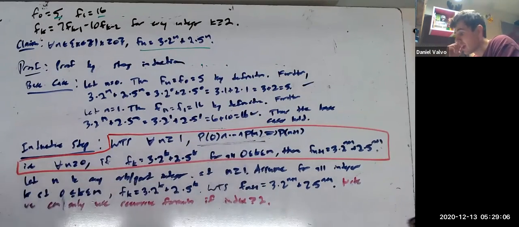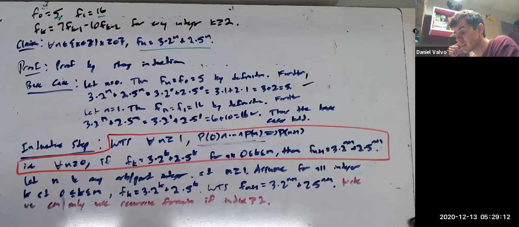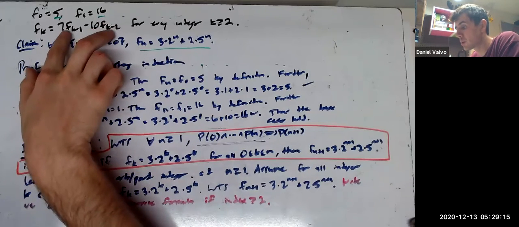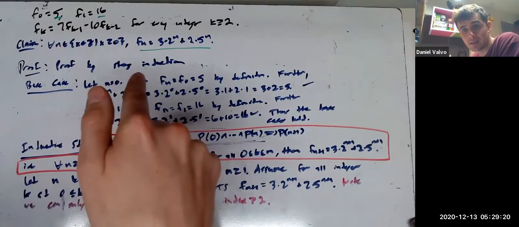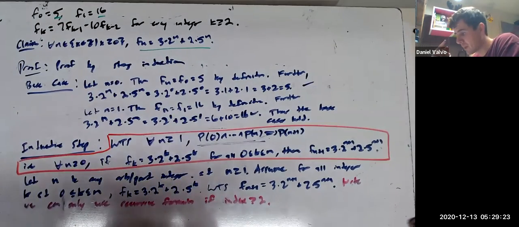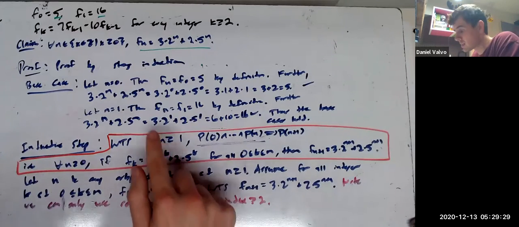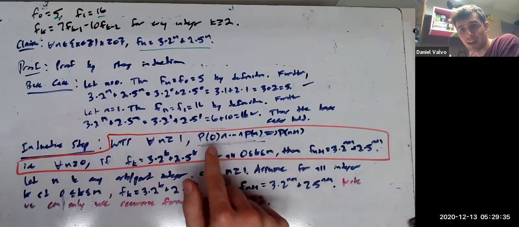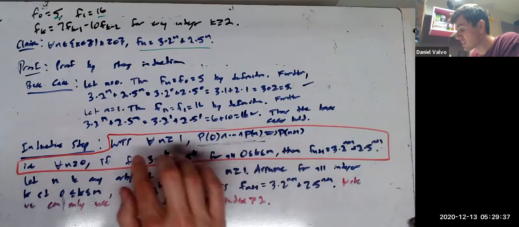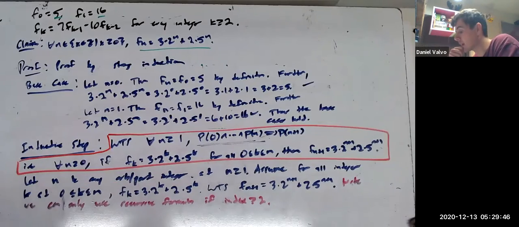So far we've done our base cases, n equals 0 and n equals 1. The reason we had two base cases is because our recursive formula, which we're going to use, uses two previous terms. And so we needed two base cases to match that. If we had just one base case, n equals 0, then the first thing we'd be proving with our inductive step is n equals 1.